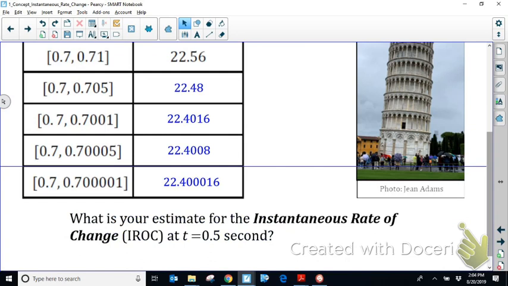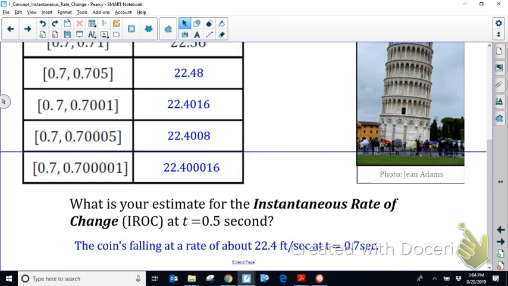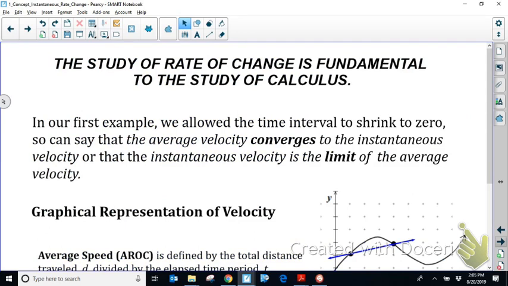And at the bottom where it says t is equal to 0.5 seconds, that's a typo. It should say 0.7 seconds. But we can estimate that at that time of 0.7 seconds, the coin is falling about 22.4 feet per second. And that's how we would approximate the instantaneous rate of change by getting the denominator closer and closer and closer to zero.